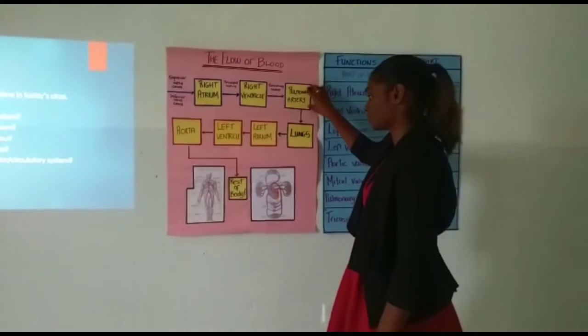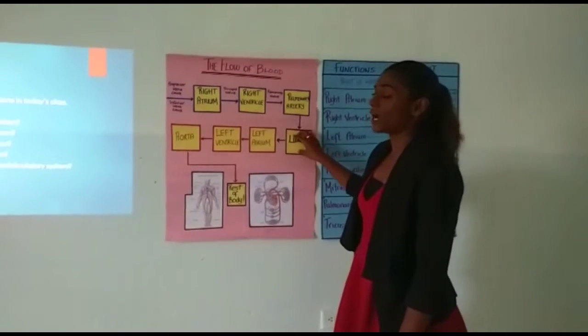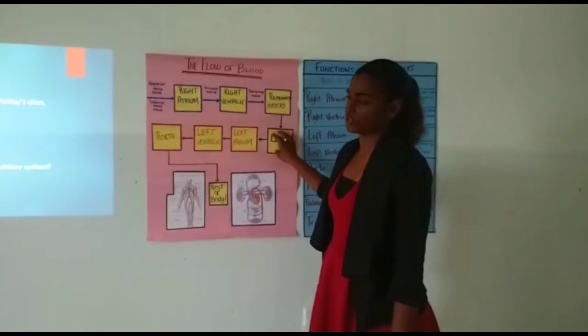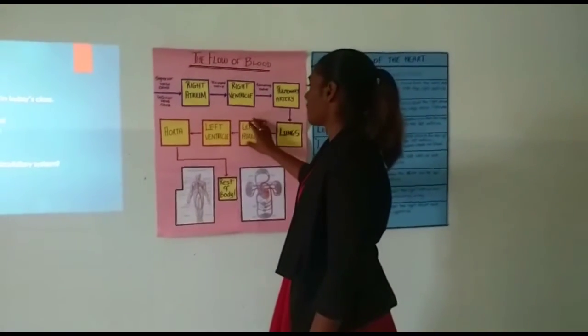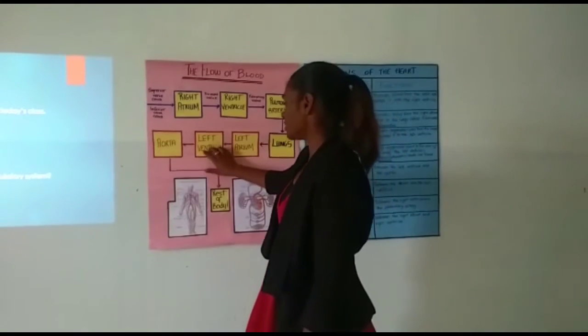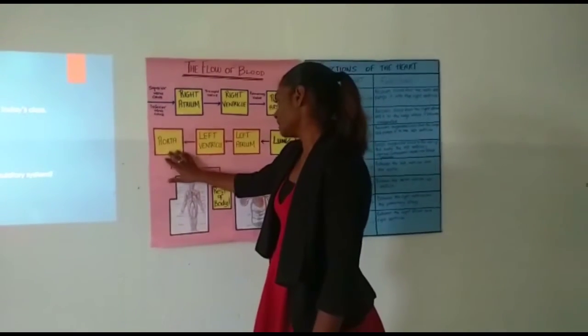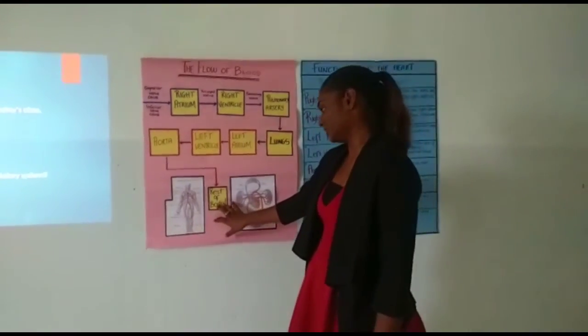The pulmonary artery. From the pulmonary artery, it goes into the lungs. From the lungs, it becomes rich in oxygen and healthy for our bodies and goes to the left atrium. From the left atrium, it moves to the left ventricle. From the left ventricle, it moves to the aorta. And then from the aorta, it moves straight to the rest of our bodies.